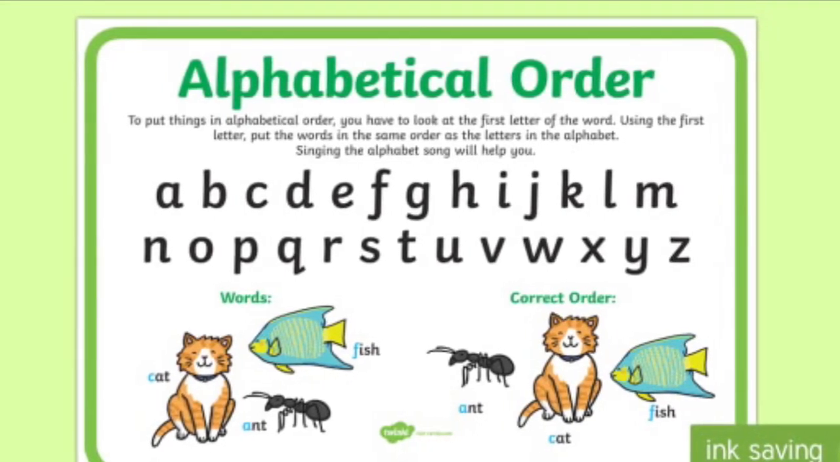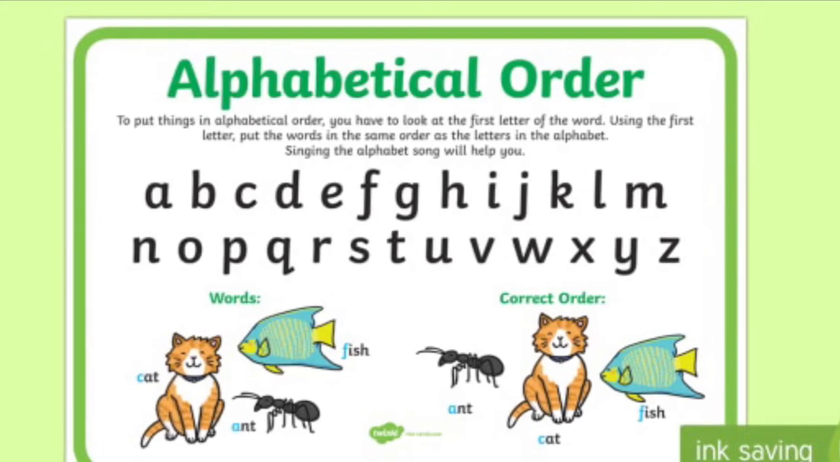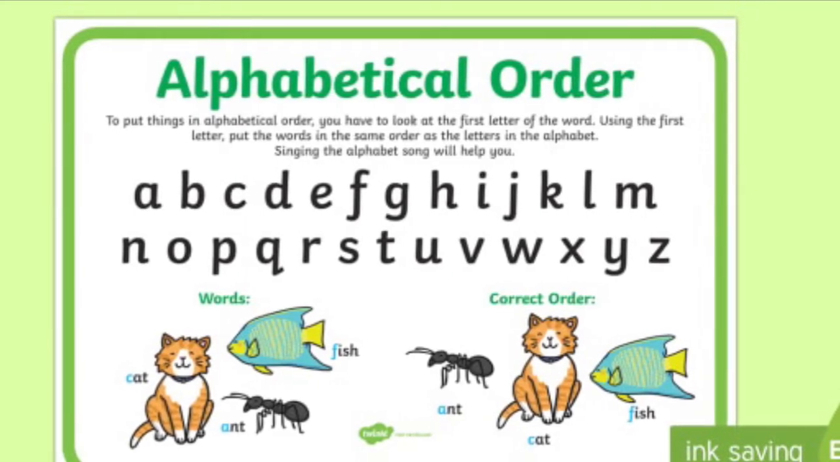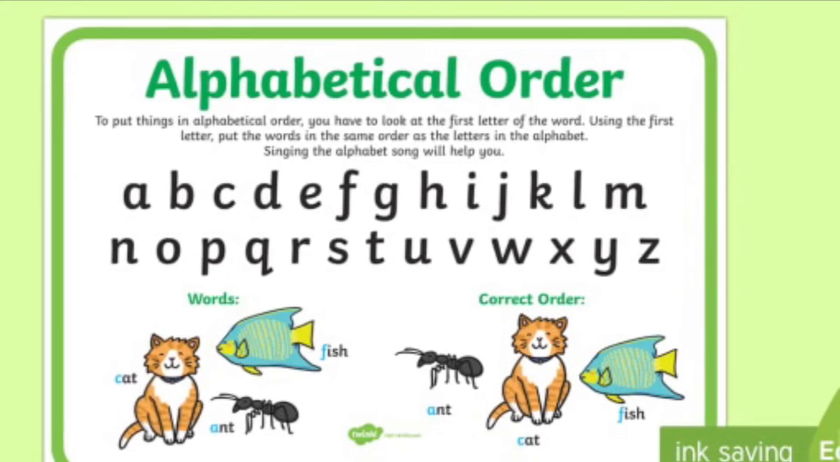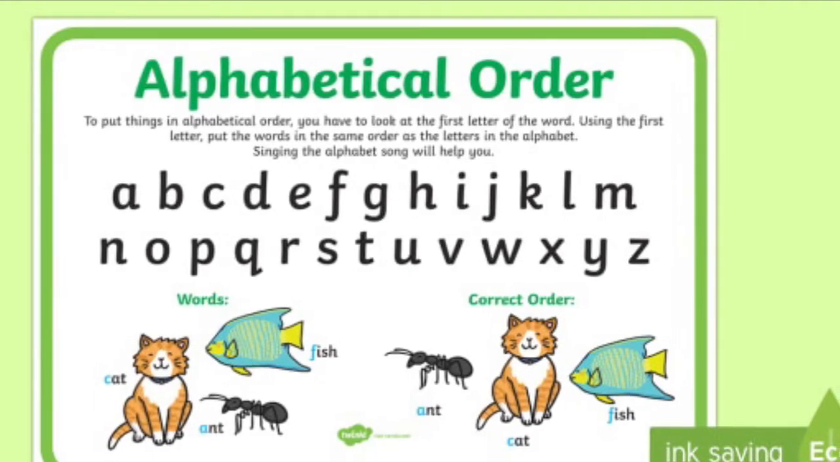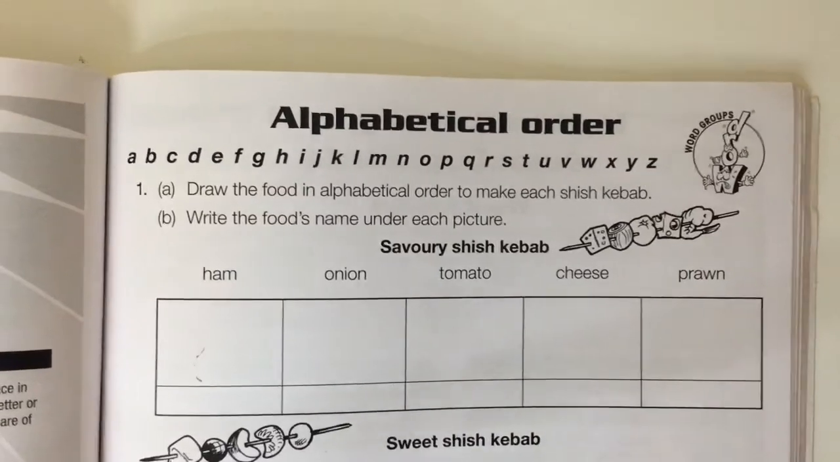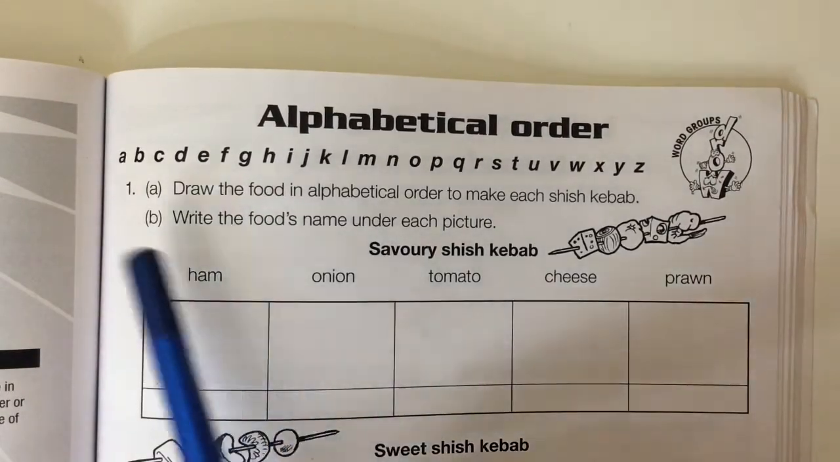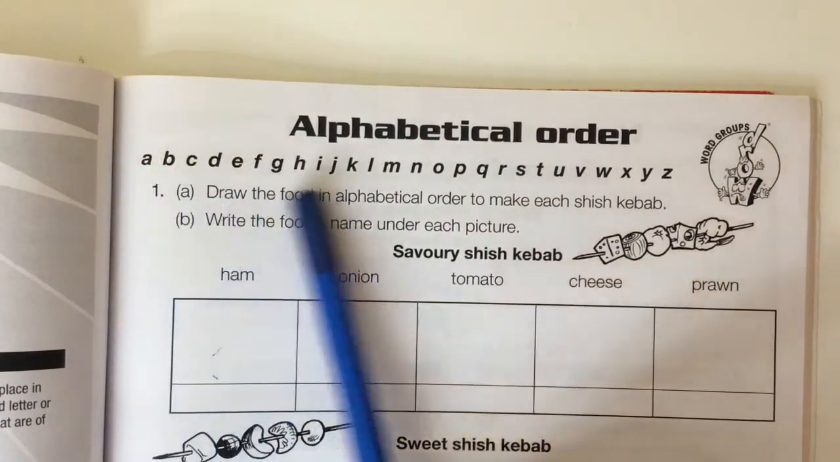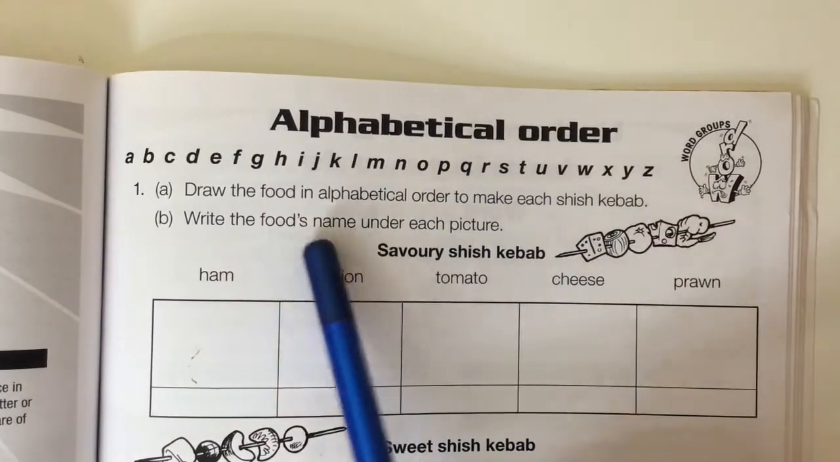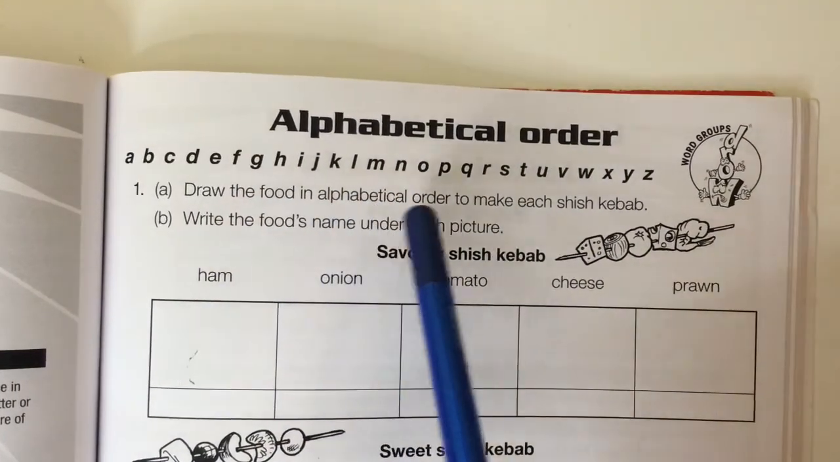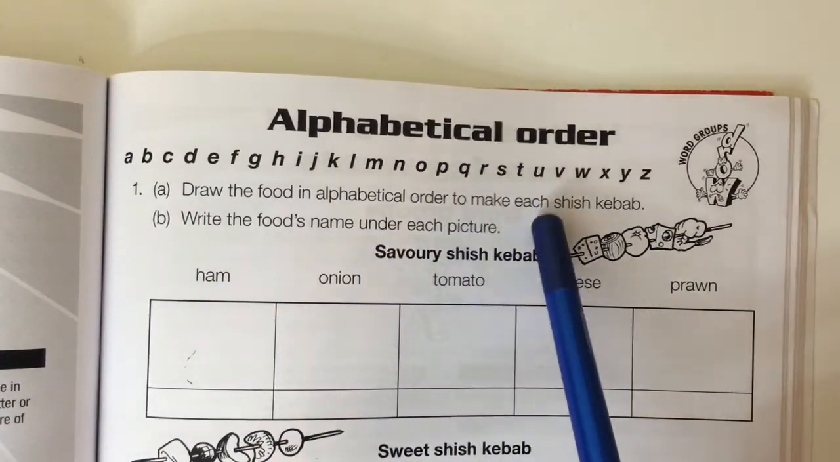You might have 5 words, in which case you would have to look and see where those words would fit into the alphabet based on their first letter. So let's take a look at what we're doing in our work today. So here we have the alphabet at the top. Like I said, as if you don't already know, it goes from A all the way through to Z. We're going to draw the foods in alphabetical order to make each shish kebab.